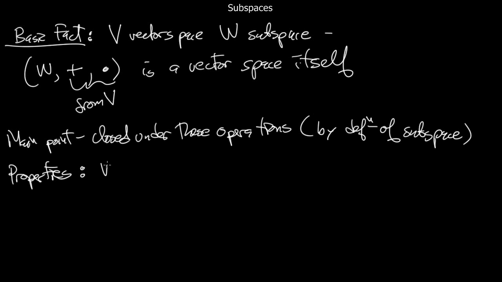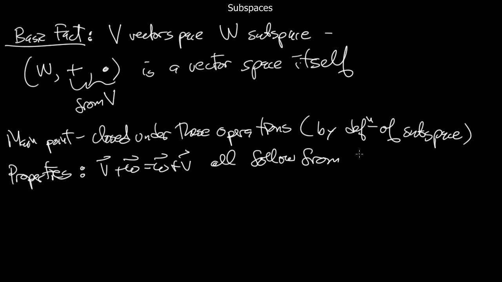And that makes this thing a vector space. Why? Well, this operation is supposed to satisfy a bunch of properties, but it does. For example, the fact that addition is commutative, you already knew that because that holds in V. So the fact is that if you take a vector space and a subspace, the subspace is automatically a vector space in its own right.